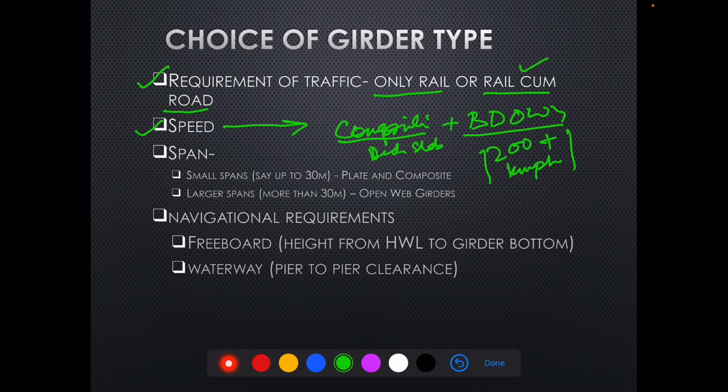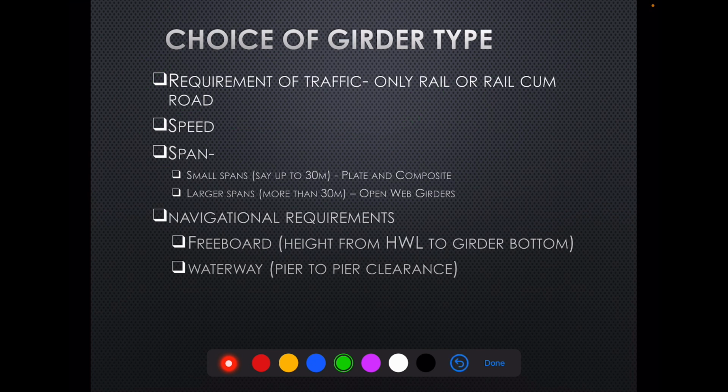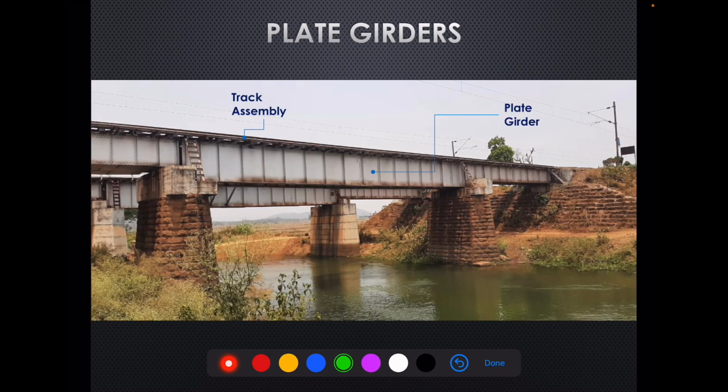Now, the third parameter which decides the choice of a girder type is span. If we talk about span, for smaller spans, say up to 30-meter, plate girder and composite type of girders are suitable. And for larger spans, more than 30-meter, we should go for open web girders. Although I have already explained, I will explain it again here. So here you are seeing plate girders.